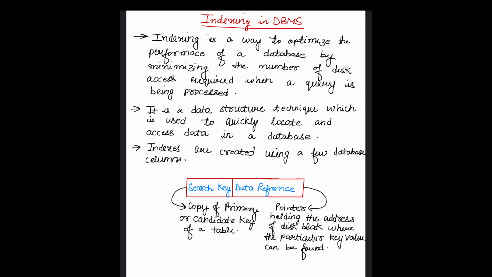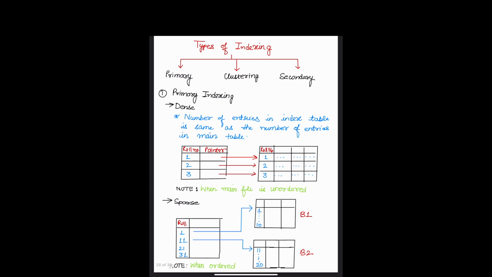The other column that we have is the data reference. The data reference will be the pointer pointing to the base address in the main table for a particular search key. This type of index table is maintained for each and every database or record that we have in memory. Now, types of indexing can vary from primary, clustering and secondary type, right? If I talk about primary indexing, then it is of two types, that is dense indexing and sparse indexing.